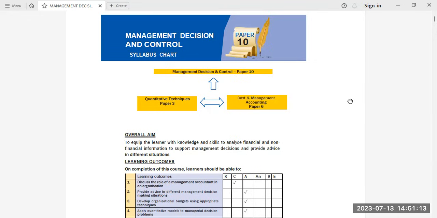Today we are starting our series on management decision and control. That is paper 10 as per the new syllabus of 2023-2027.